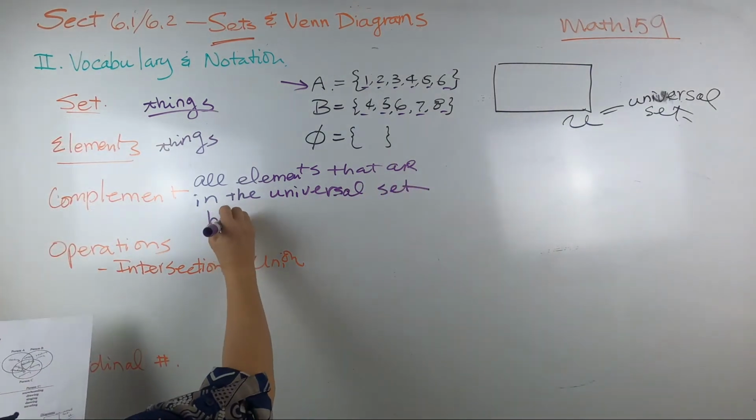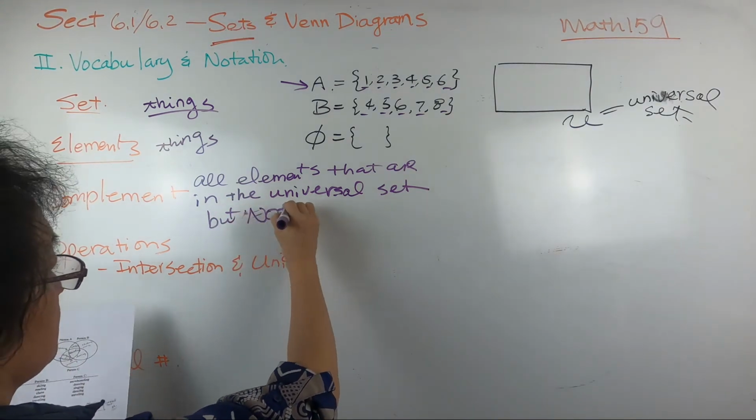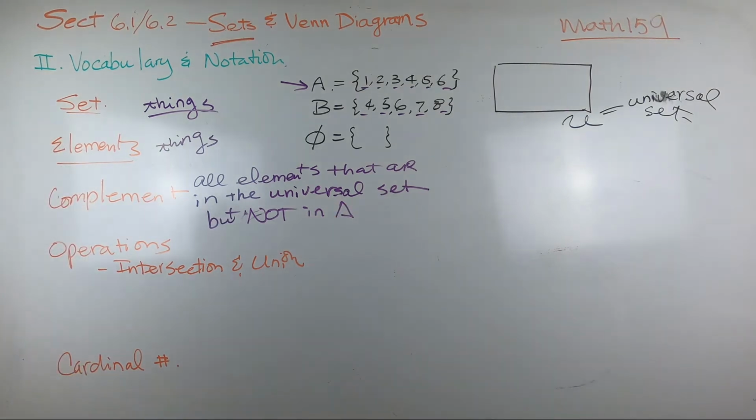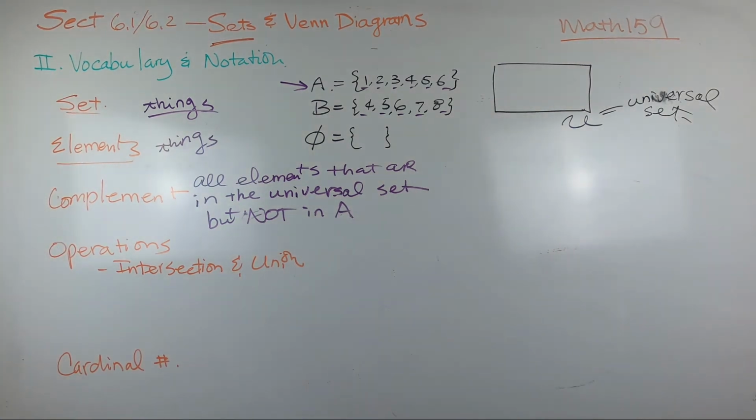Okay, but not in A. Complement, say this: two persons are complements to each other. That means one person has it, another person doesn't have it; another person has it, the one person doesn't have it. So they complement each other.